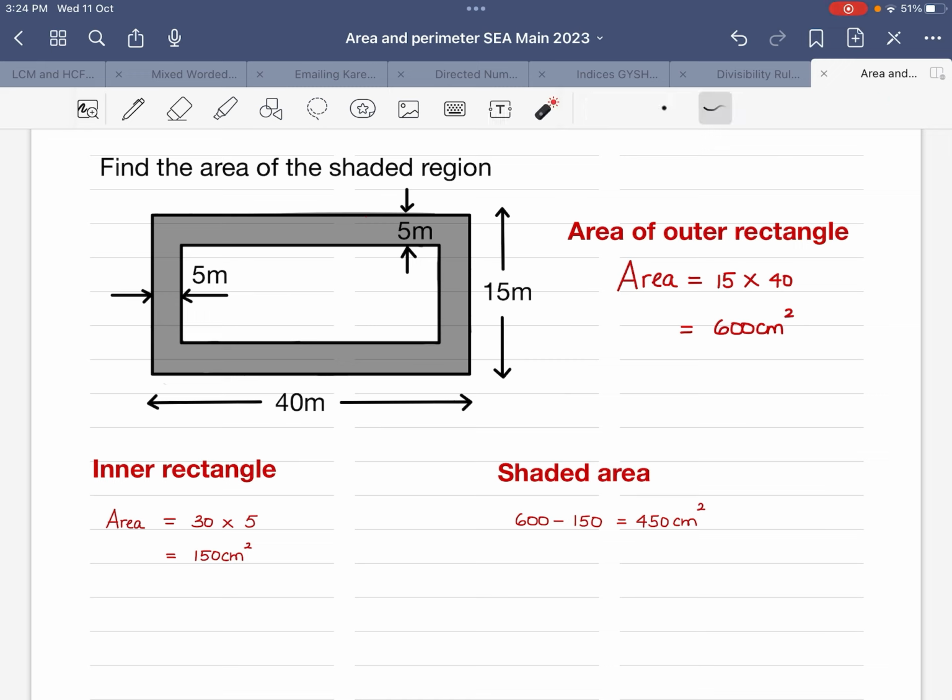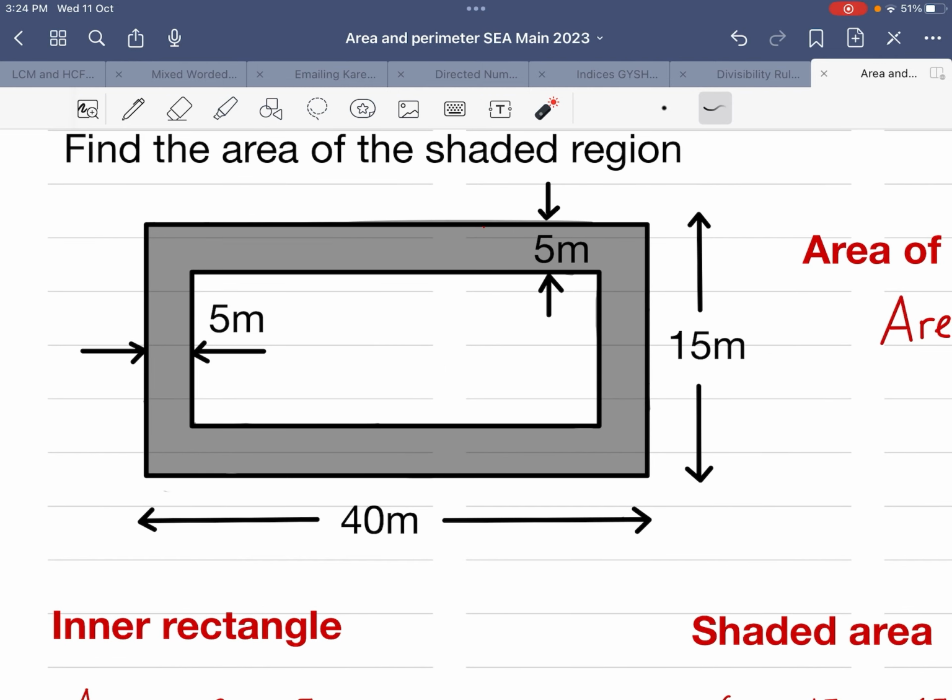So the outer area will be 15 meters by 40 meters. That's length times width. 15 times 40. 15 fours are 60. So that's 600 centimeters squared. And the inner area, we need to determine the inner length, which is 40 take away 5 and 5. So that's 40 take away a total of 10, which leaves us with 30. And this way, 15 take away 5 and 5. So that's 15 take away 10, will leave us with 5.